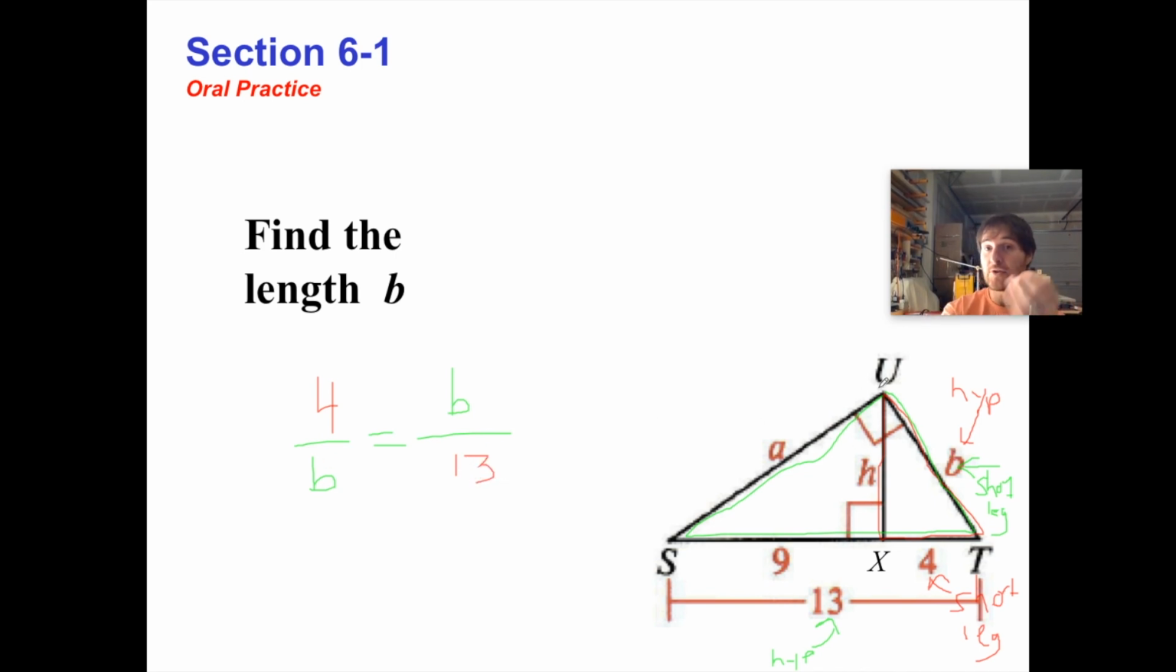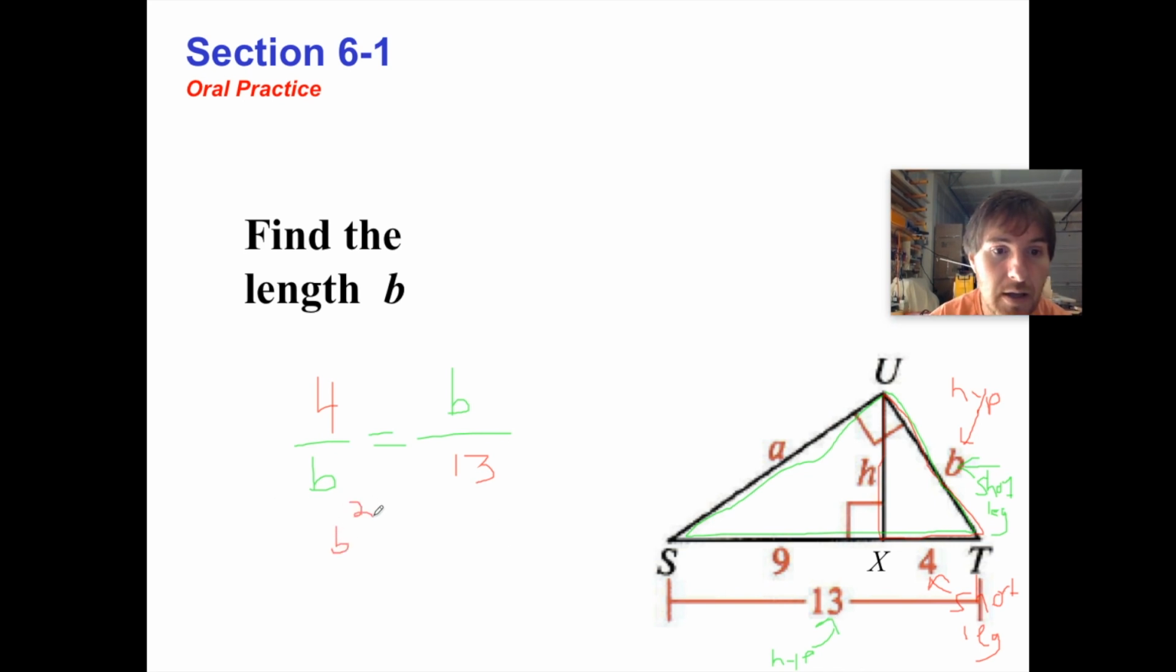So check it out here. To summarize, US is the geometric mean between SX and ST. The one we're looking at right now, UT is the geometric mean, the B right here, of XT and 13. Let's figure out how we can maybe word that out on the next slide.